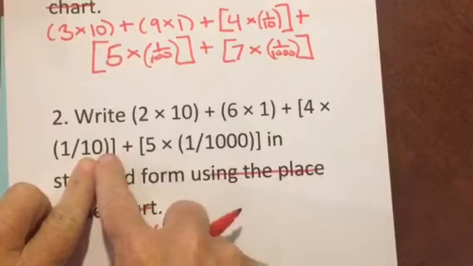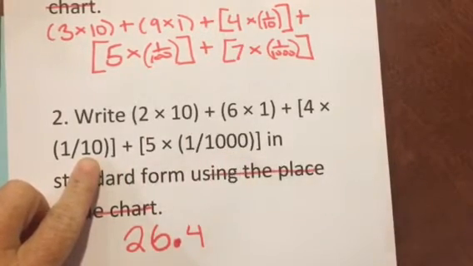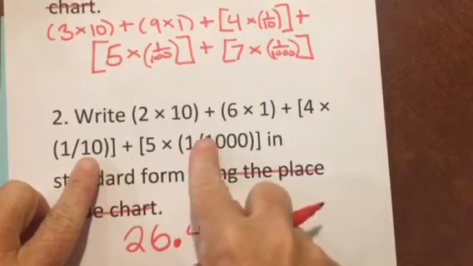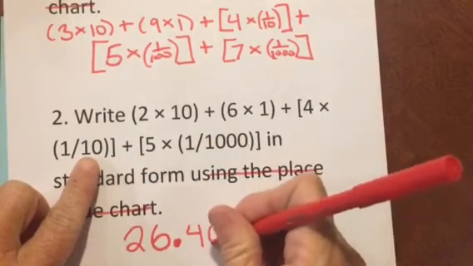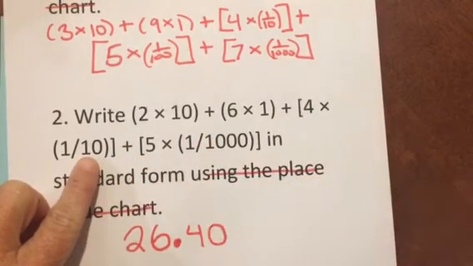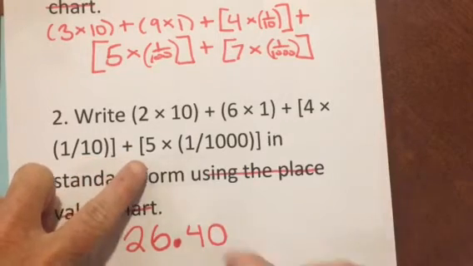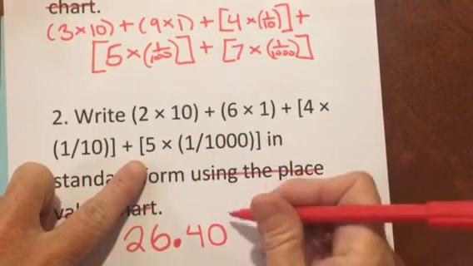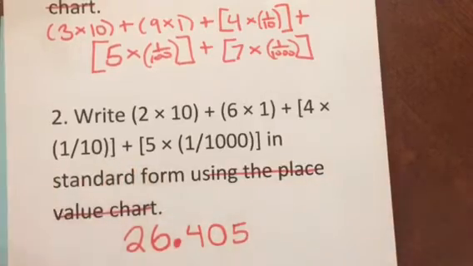Wait, I went from tenths to thousandths. What about hundredths? If it's not here, it must mean I have nothing in the hundredths place value. And this means I have 5 in the thousandths place value.